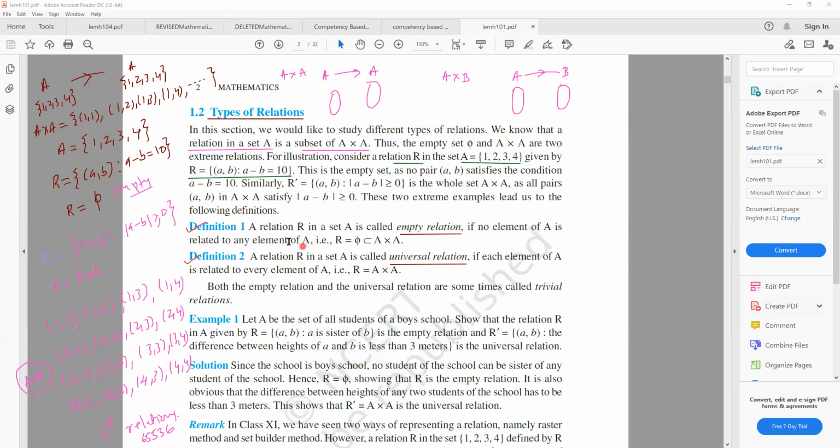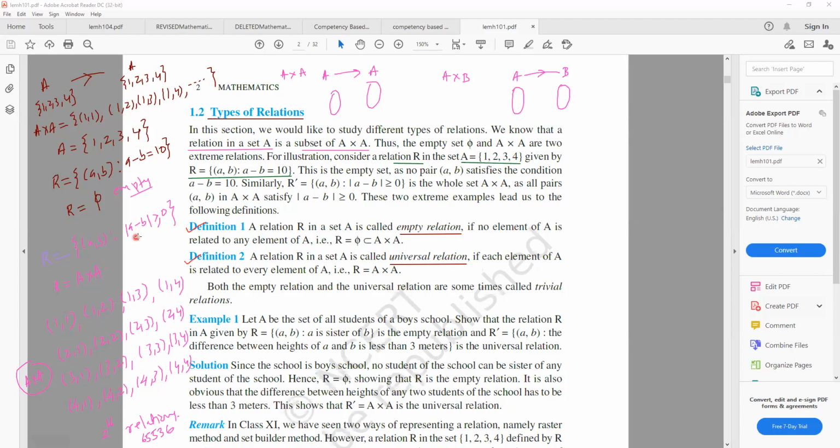Empty relation मतलब a relation R in a set A is called empty relation if no element of that set is related to any element of that set. उस सेट का कोई भी एलिमेंट उसी सेट का कोई भी एलिमेंट से रिलेटेड नहीं है. That means relation is phi होना चाहिए. That is known as empty relation. यूनिवर्सल रिलेशन मतलब हर एक एलिमेंट is related to हर एक element. If each element of A is related to every element of A.